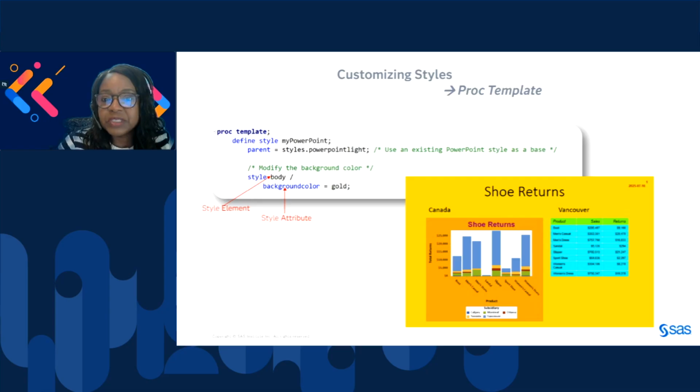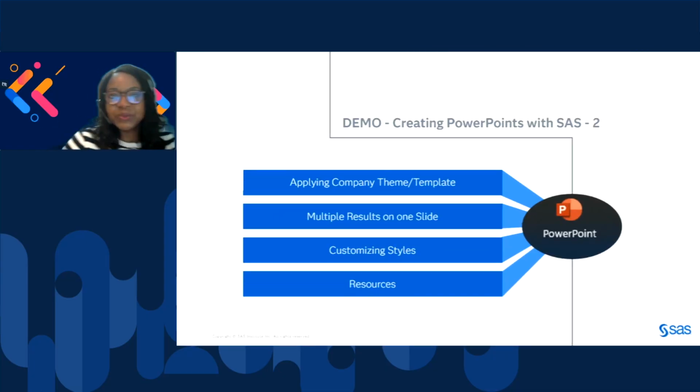So I'm going to go through the details of PROC template, how you can use a define statement to define your custom style sheet that you can apply to any PowerPoint output. And we'll talk about how you can modify style elements and style attributes. All right, so let's get into demonstration on some of these techniques.